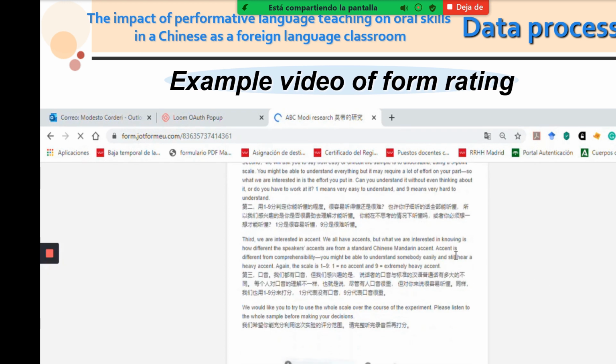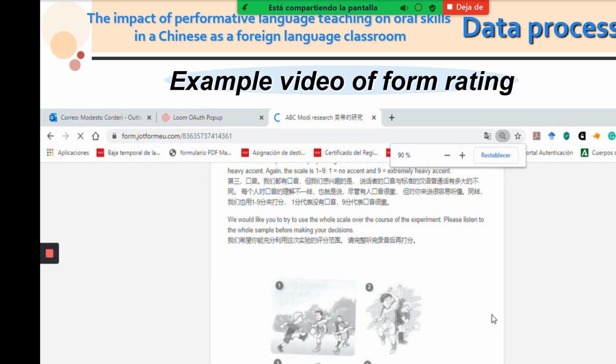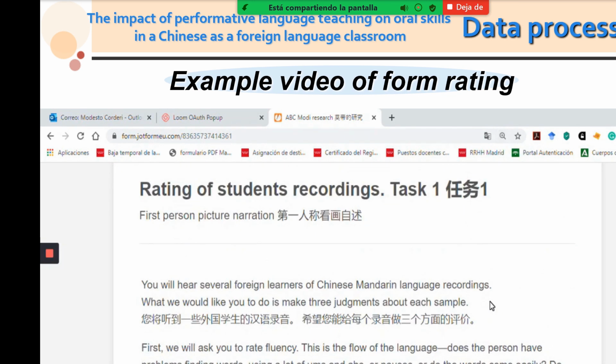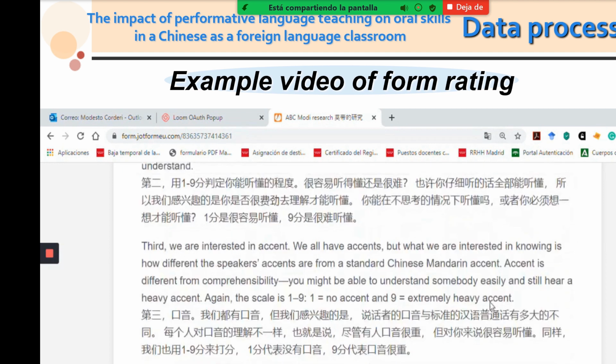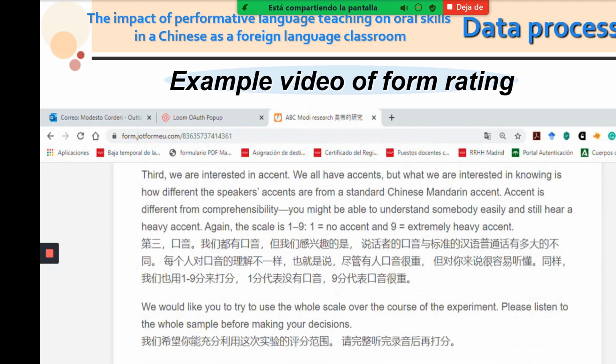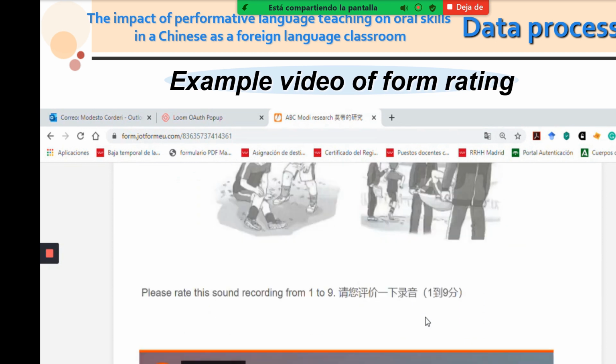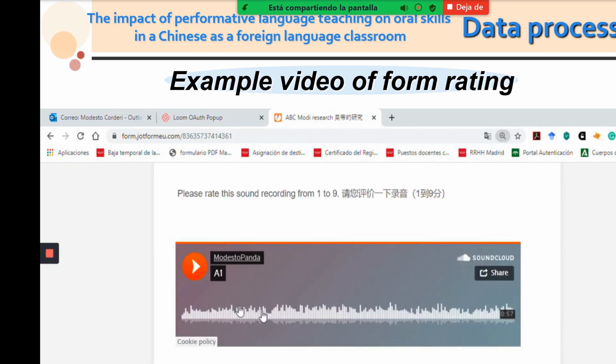They get this online. They could use their cell phone or an iPad or a computer, and they will see the tasks, so they know what they are doing, and they could listen to the recordings of the students, and then online they just confirm the rating. They can give the grade, from 1 to 9, being 1 the best and 9 the lowest.